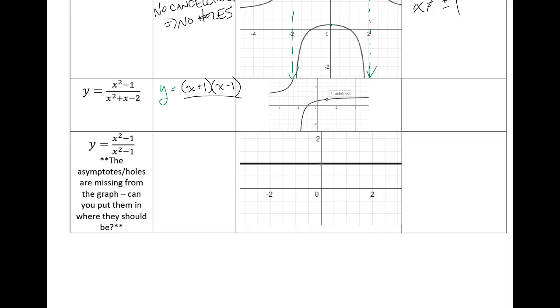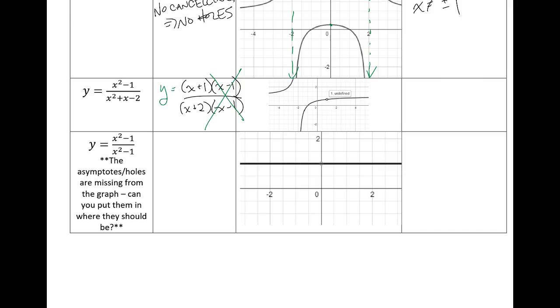And unlike the previous ones, this isn't a difference of squares, but it is a factorable quadratic. I get x plus 2 and x minus 1. And again, I notice, oh, I can cancel these out. That's great. That simplifies what I'm going to end up graphing in the end.